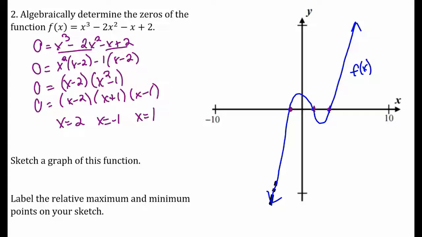Label the relative maximum and minimum points on your sketch. So we don't know what these points actually are. We need calculus to do that, so we have to wait a couple years before you can actually find the maximums and minimums, but that's a relative max, that's a relative min.